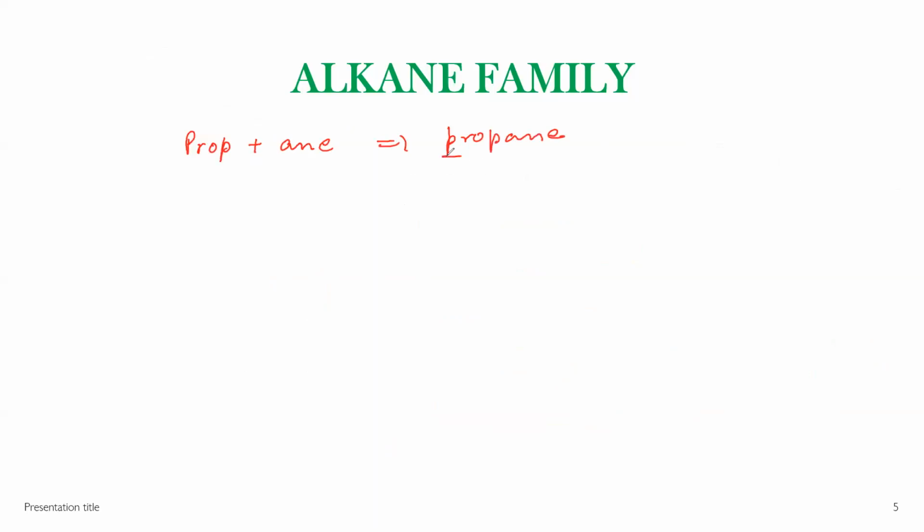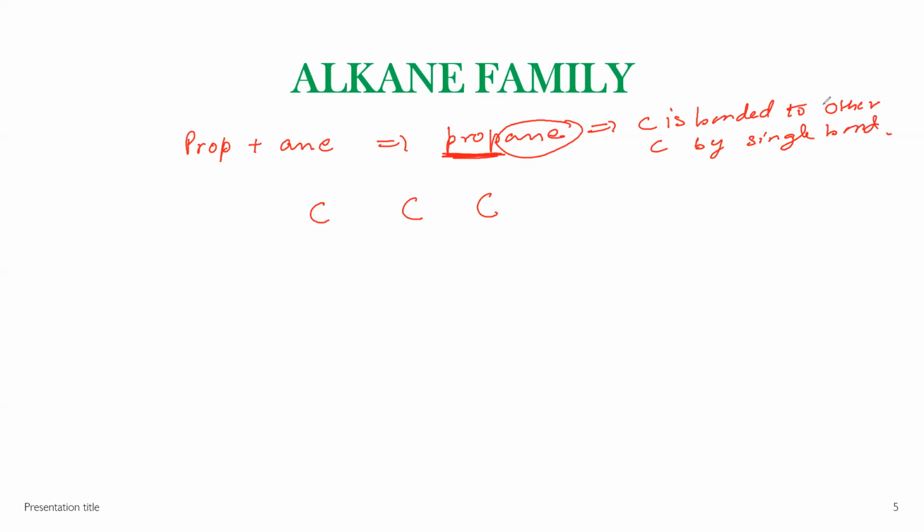So prop means how many carbons? Prop means 3 carbons. So I will make 3 carbons, 1, 2, and 3. And ane means what? Carbon is bonded to other carbon by single bond. So I will make single bond between them, 1 single bond and 2 single bond. But still we know that carbon is tetravalent. So necessary hydrogens, 1, 2, and 3 to this, 1 and 2 to this, and 3 to this. Correct?